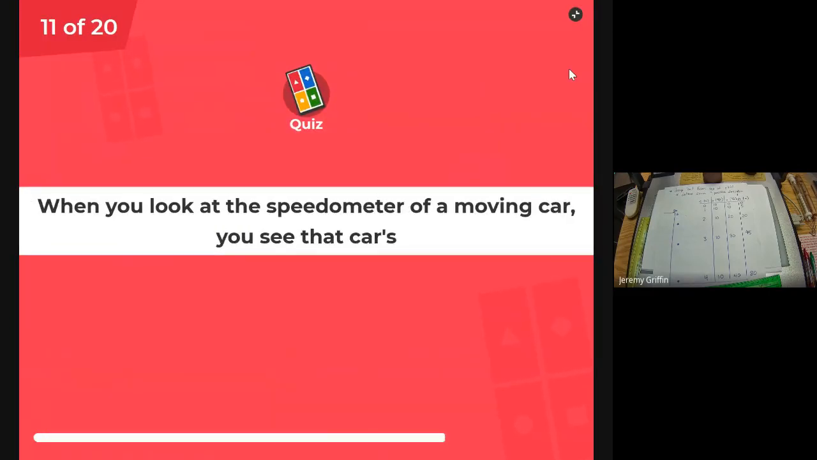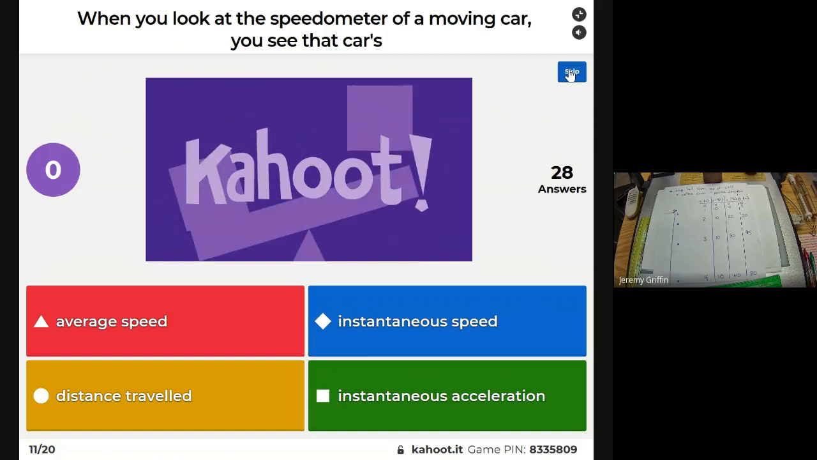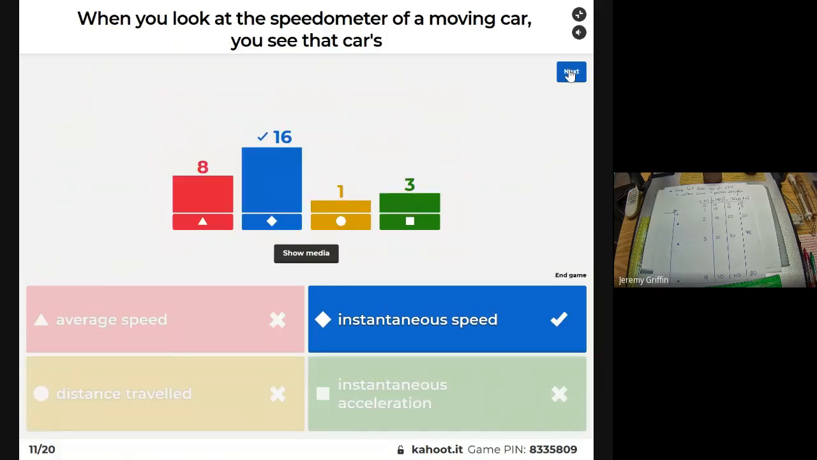Look at the speedometer of a moving car. You see that car's instantaneous speed. Yeah, guys, your speedometer tells you what's going on at that instant, at that exact moment. It's just instantaneous speed, right? Any questions about that? To get something like average speed, so some of you guys picked this one. Remember, average speed is total distance divided by the total time. And we hardly ever talk about that in this class. We're almost always talking about instantaneous values. Okay?